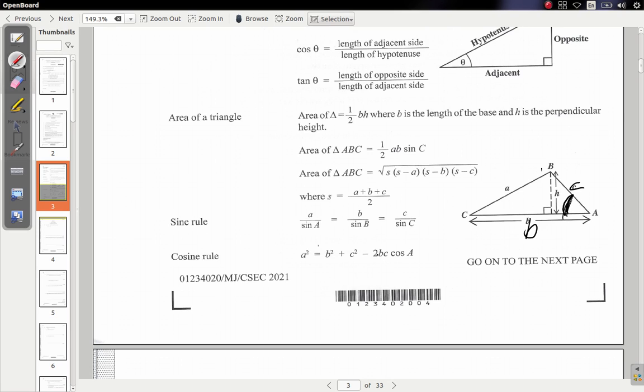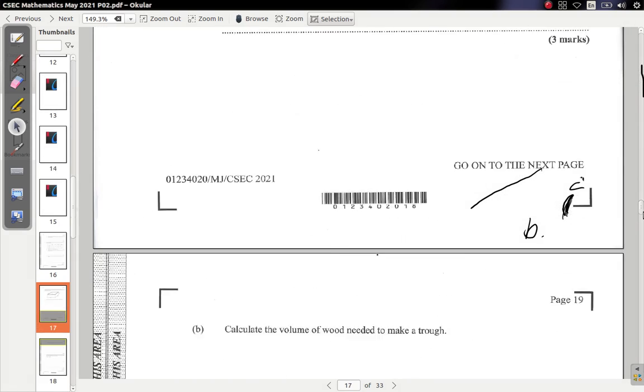So A squared, that's this line, equals B squared plus C squared minus 2BC cos A, the angle between those two sides, you see. So we apply the same principle to the diagram. Let me try to find back the page, page 27.